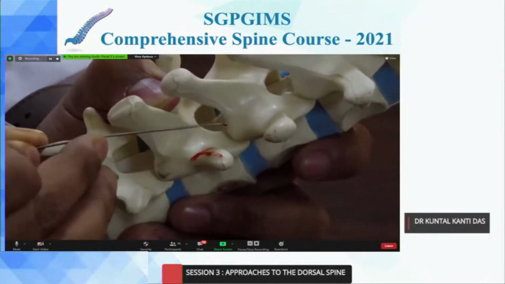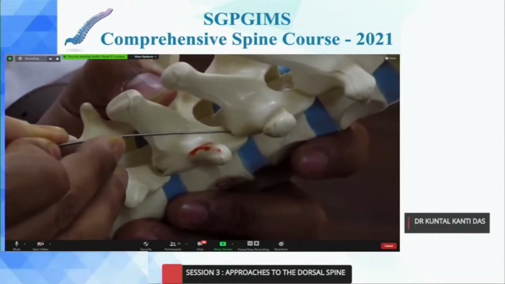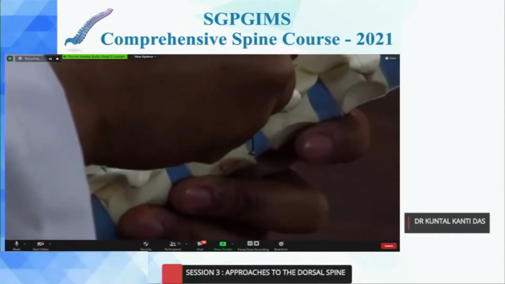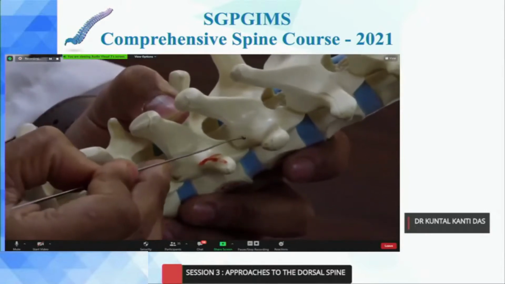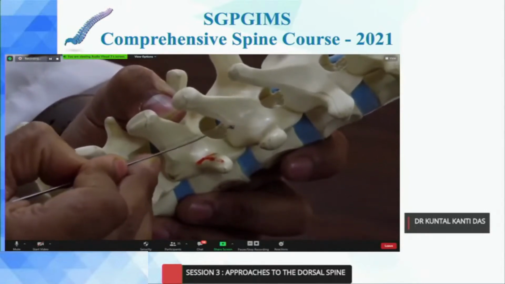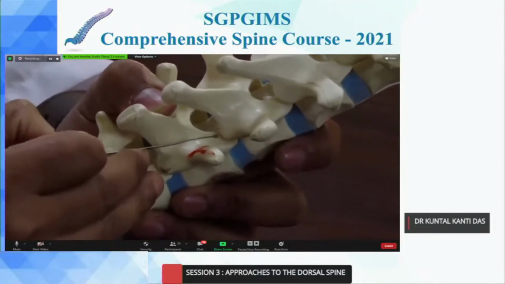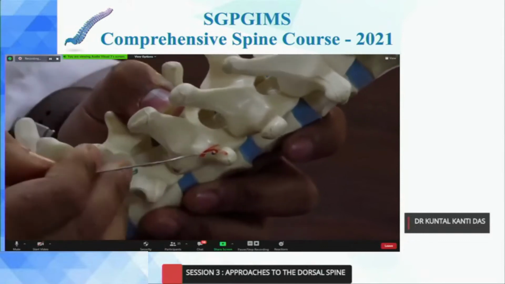So to expose that, you need to remove the articular capsule here, and you can insert a dissector and apply some kind of local distraction of this sort. Sometimes it may not be easy. So the best way of doing this is to drill around 3 to 5 millimeter of the inferior articular process here. Once you drill it, the bone that you see is nothing but the superior articular process. So exposure of the superior articular process is very important.